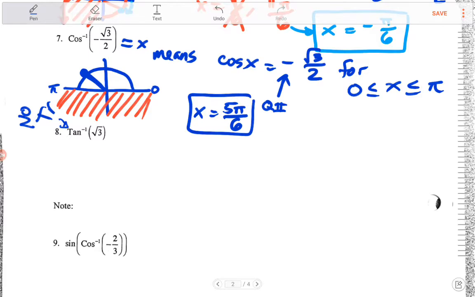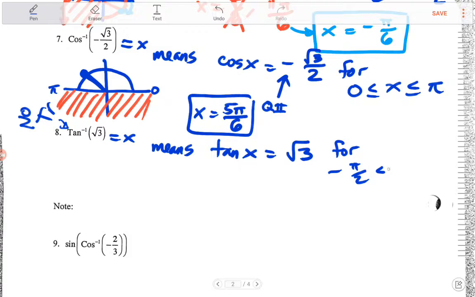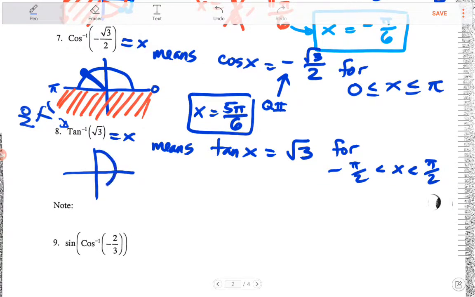Inverse tangent of root 3. Again, we can say let's make it equal to x. This means that what we're trying to solve for is when tangent of x is equal to root 3. Keep in mind, for inverse tangent, it needs the restricted domain from negative pi over 2 to pi over 2, non-inclusive on both ends. So as we look at our unit circle again, pi over 2 to negative pi over 2 is going to be contained within those two quadrants there.